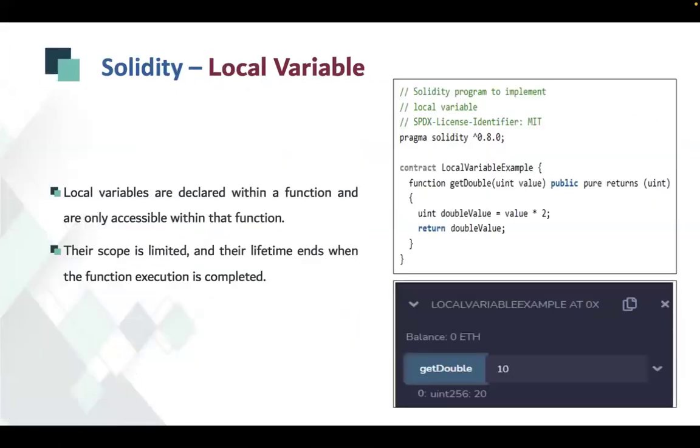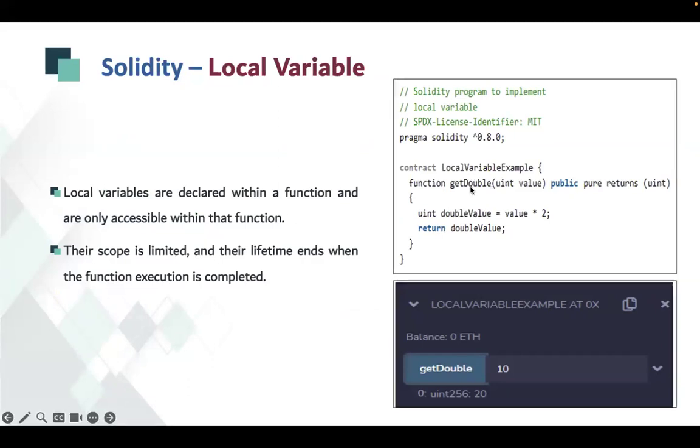Also, local variables are declared within a function and are only accessible within that function. As we mentioned, their scope is limited and their lifetime ends when the function execution is completed.